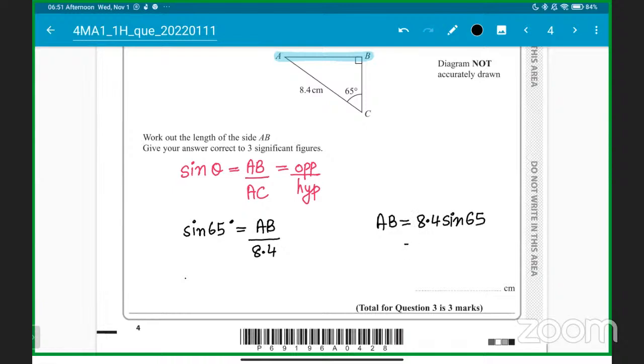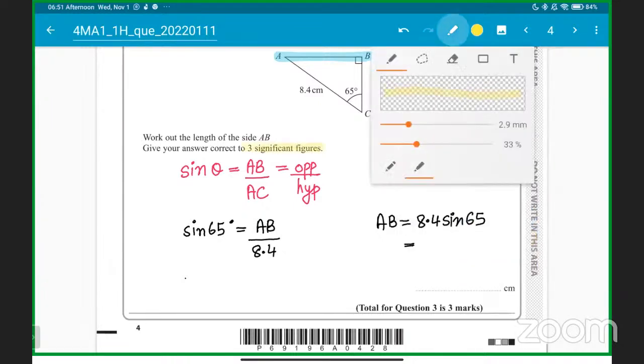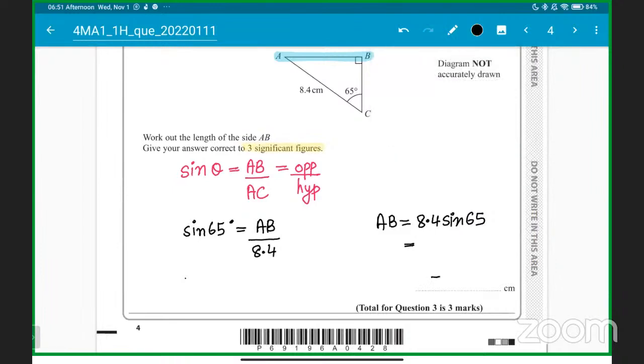Make sure your calculator is in degrees mode. So 8.4 multiplied by sine 65. Make sure the examiner wants it to three significant figures. So we have to give it to three significant figures, that is 7.61. So 7.61 is the three significant figures, and that will be the answer.